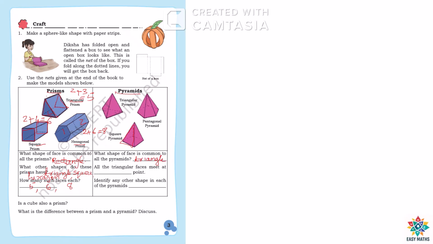All the triangular faces meet at a common point. Look at the picture. We can see all the triangular faces are meeting here at a common point. Identify any other shape in each of the pyramids. Yes, the base. First one is triangle. Second one, pentagon. This one, the base is pentagon. And here, the base is square.